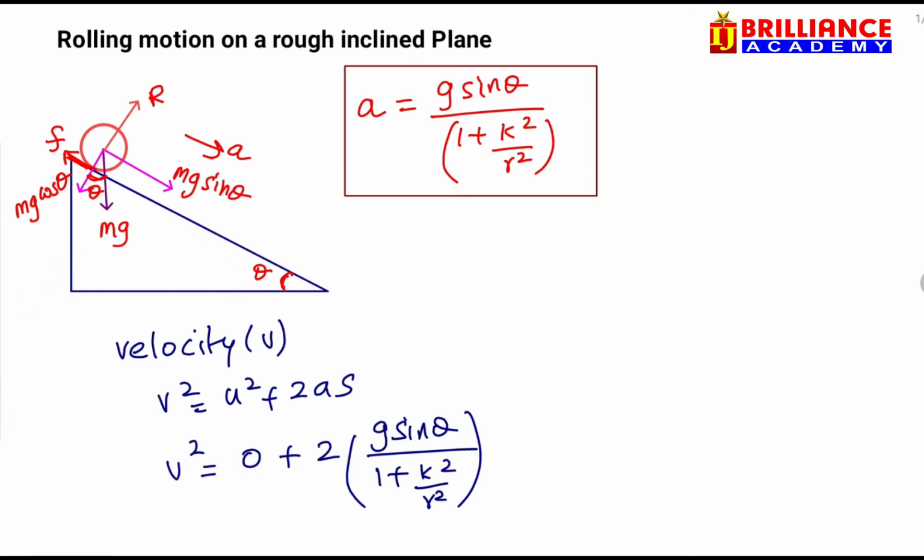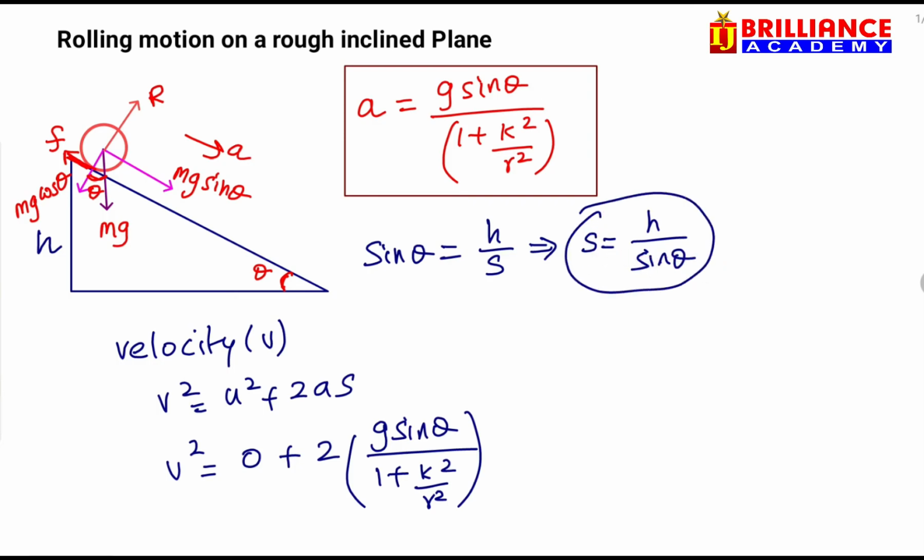And see, the height of this inclined plane is h. So I can go for the right angle triangle, I can go for sine theta. The formula is opposite by hypotenuse, so it is h by s. So from this I can write s is equal to h by sine theta. So I'm going to substitute this. Instead of s I'm going to write h by sine theta.